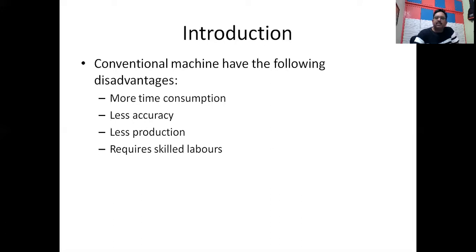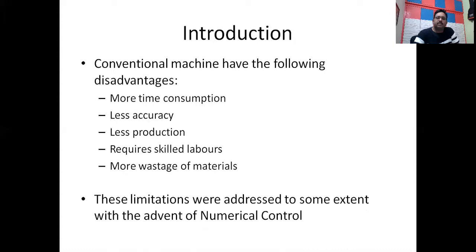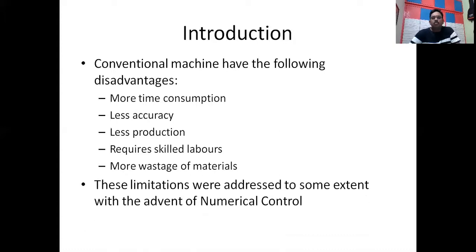If the skill is not there, then the accuracy and the quality of the production will be very low, and there will be more wastage of material. That is also a disadvantage of the conventional machine. And how do we overcome these disadvantages? That means something has to be done for reducing these lacunas in conventional machining.